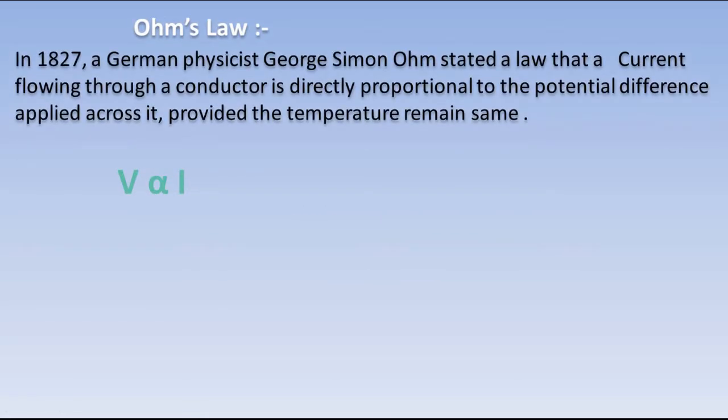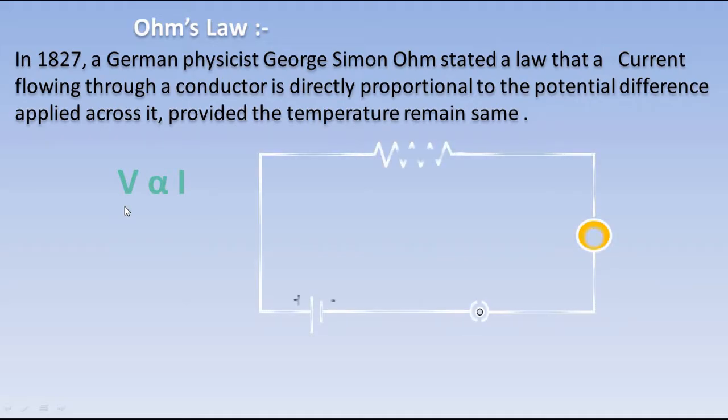In 1827, a German physicist George Simon Ohm stated a law that the current flowing through a conductor is directly proportional to the potential difference applied across it, provided the temperature remains the same. This means V is directly proportional to I, where V is the potential difference applied across the conductor and I is the current flowing through the conductor in the circuit.